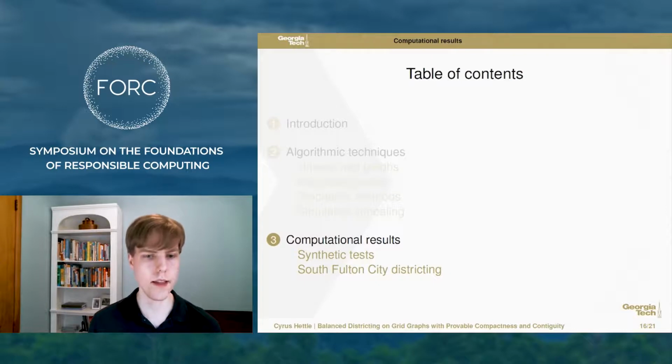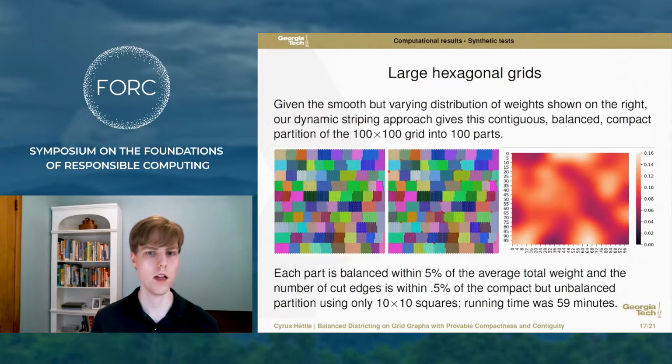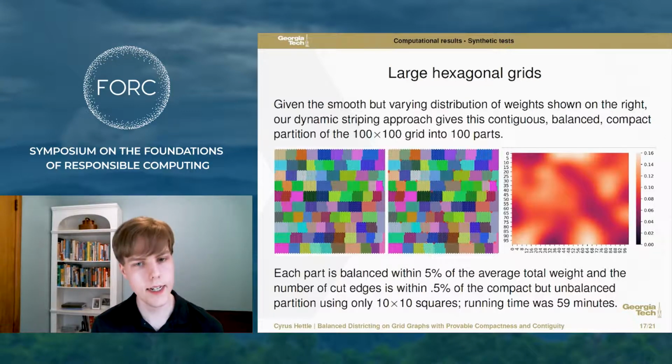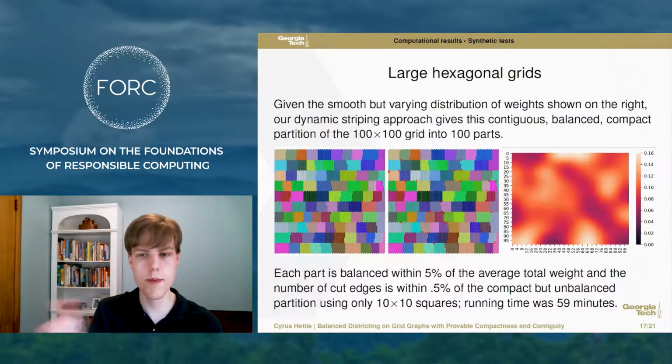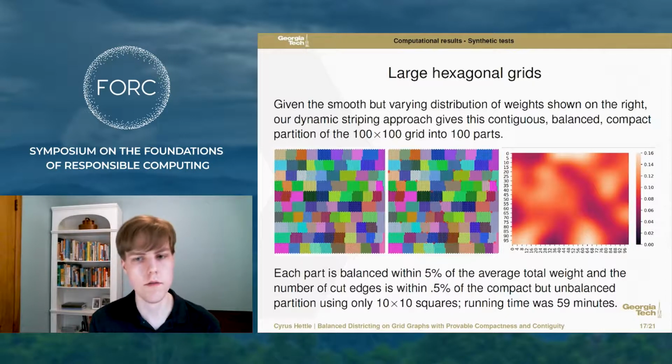So there's an overview of our methods, and let's look now at some experimental results. First, we have some synthetic instances. Here's a 100 by 100 hexagonal grid that we want to partition into 100 parts. This has a smoothly varying set of weights, which is in the heat map on the right. This will force some parts to be much larger than others to achieve the balance that we want. Here our epsilon is 0.05. Each part needs to be within 5% of the average total weight.